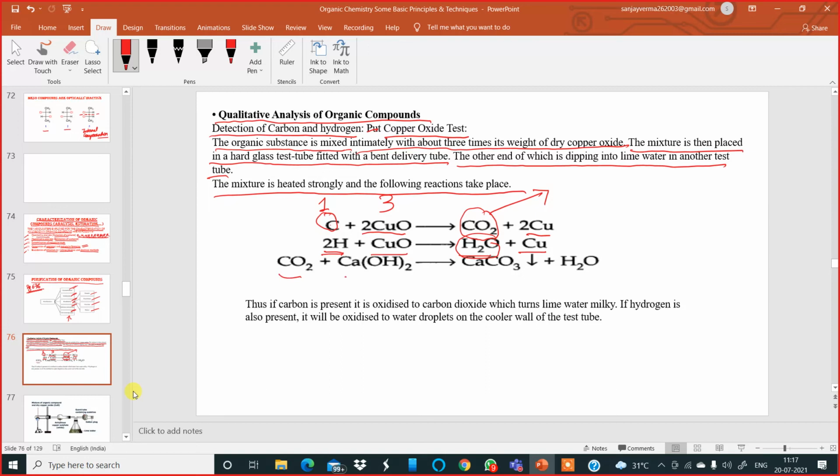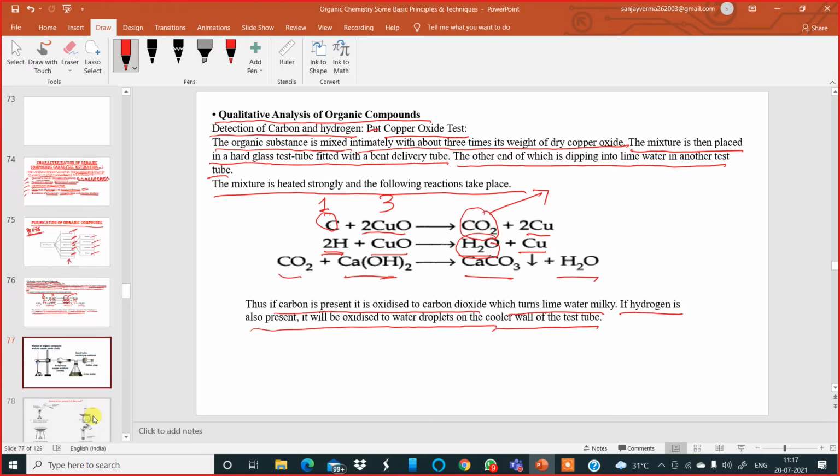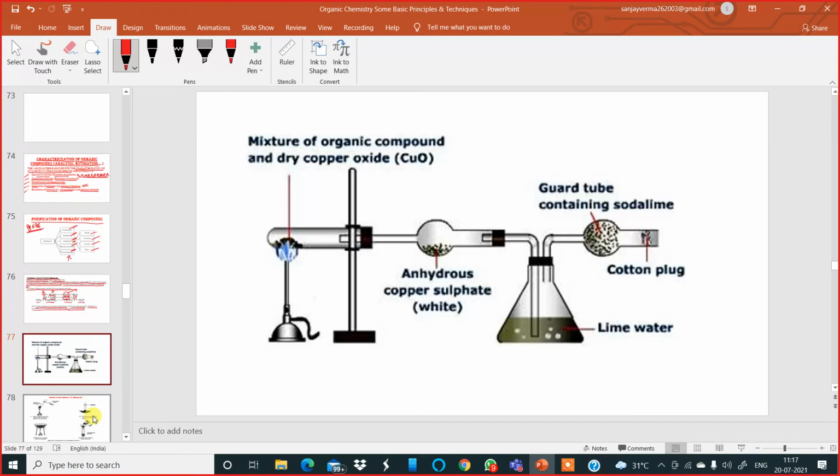The carbon dioxide dissolves in lime water to form a white precipitate of calcium carbonate and water. If carbon is present, it is oxidized to carbon dioxide, which turns lime water milky. If hydrogen is present, it will be oxidized to water droplets on the cooler walls of the test tube. Now have a look at the diagram on the next slide. See, this is the arrangement I am talking about.